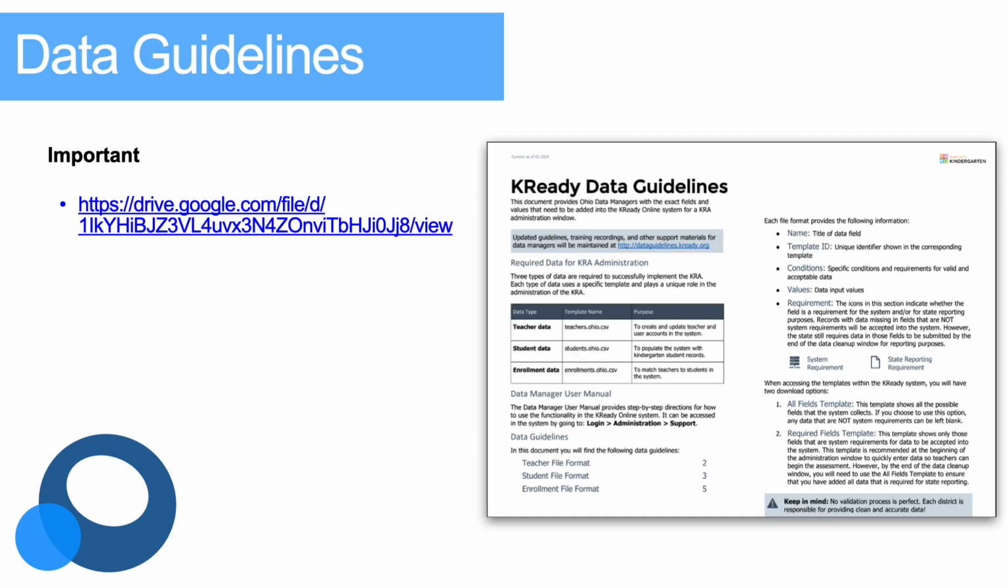The fields that are required depend upon what it is you're trying to do in the system. So there are two types of loads. There is a system requirement load, which means in order for the KReady system to use your data, there are certain fields that have to be completed. And then there are state reporting requirements. So those are fields that must be completed in order for you to report the data to the state.